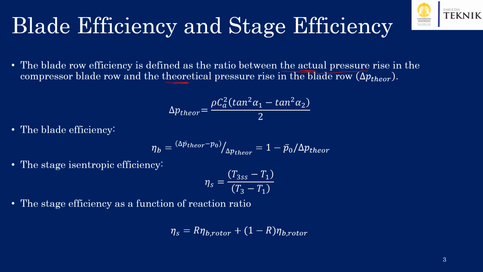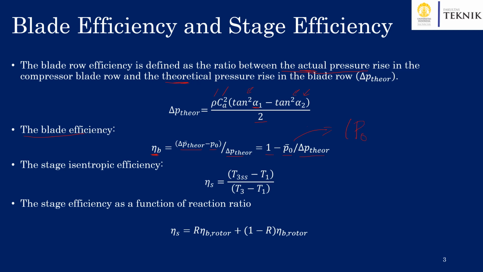Theoretically, the pressure rise across the blade row can be written as a function of density, axial velocity, the square of the tangent of the flow angle alpha 1 at the inlet of the rotor, minus the square of the tangent of alpha 2 at the outlet of the rotor, divided by 2. On the other hand, the blade efficiency is a function of delta P theoretical minus P0, divided by delta P theoretical, or we can write it as 1 minus P0 divided by delta P theoretical.